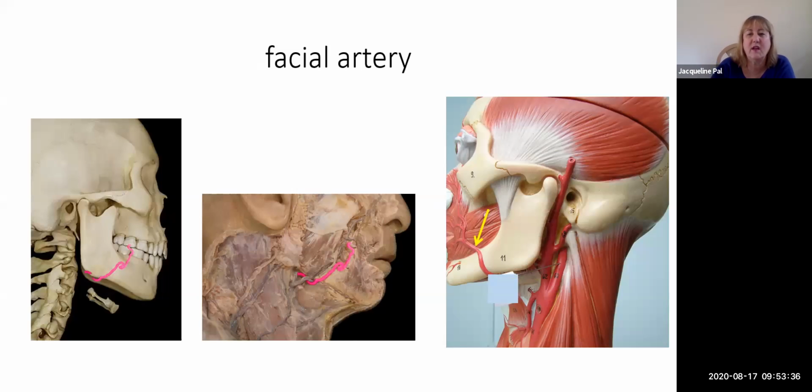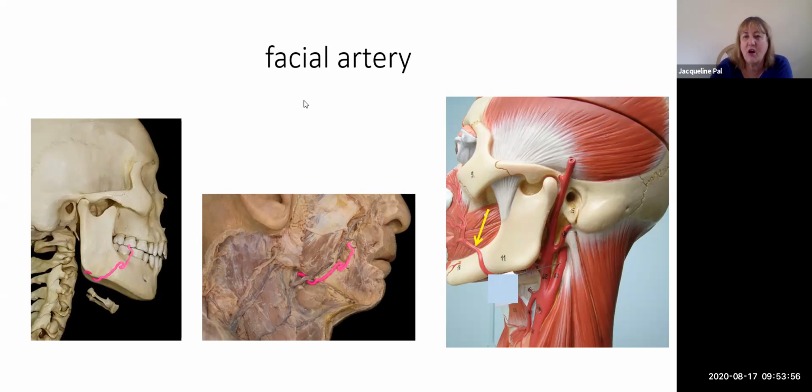The first one branches off and crosses the mandible at some point. So you're just looking at anything in that general area, and from the mandible, it's going to move its way anteriorly and go to the face. So this is called the facial artery.